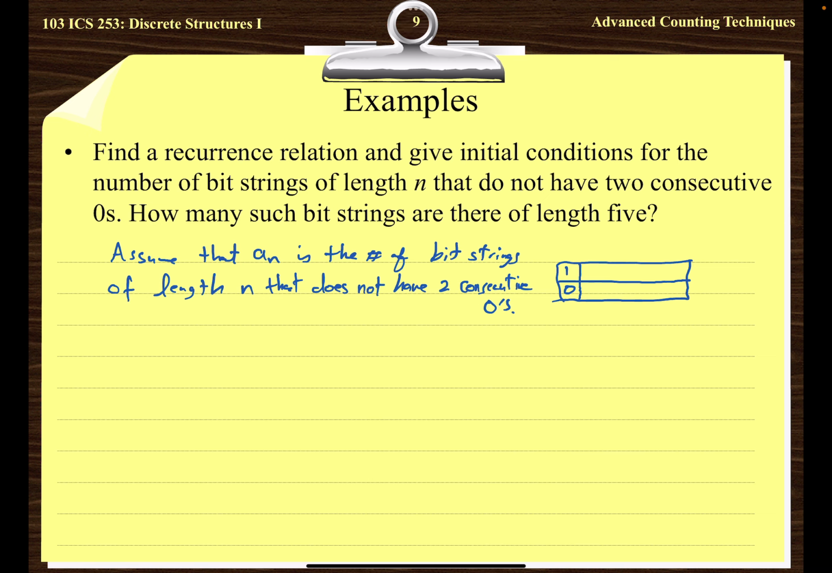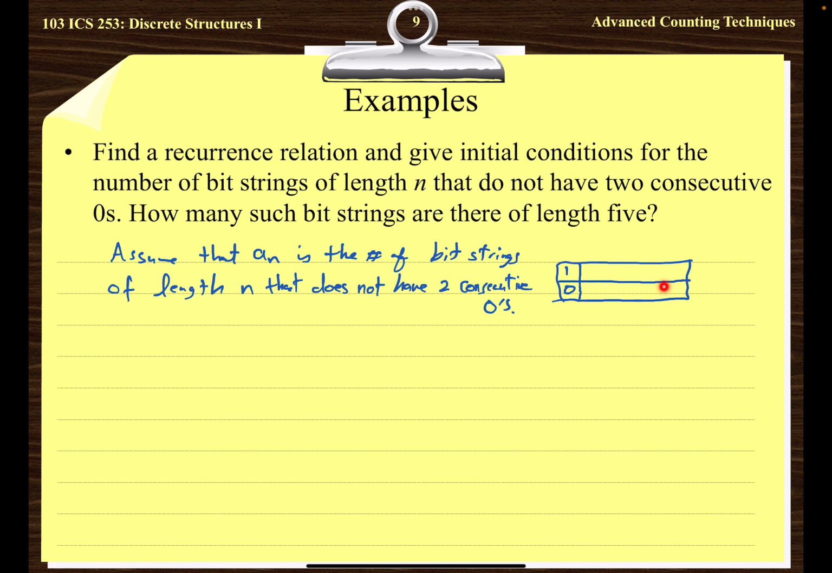Okay. So now, if I look at bit strings, I know that the first bit could be a 1 or a 0, right? Yes. Okay. If I count the number of bit strings of length n that start with a 1 and do not have two consecutive zeros, and I count the number of bit strings of length n that start with a 0 and do not have two consecutive zeros, what will be the total in that case? Two.